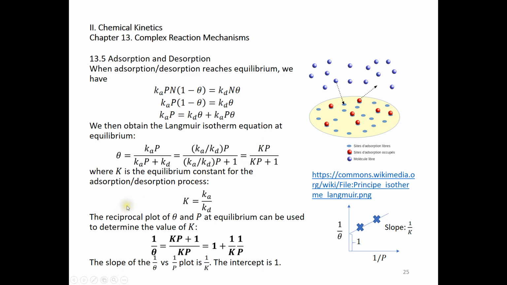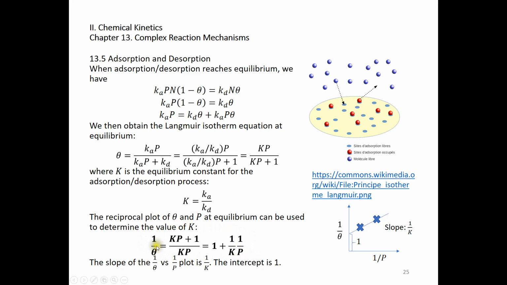Now we have this equation. What if we have experimental data of the value of theta at equilibrium and P at equilibrium? How do we analyze this equation? Apparently this equation is not linear. Theta is not linear with P. But if we take the reciprocals of both sides, then we have 1 over theta equal to KP plus 1 over KP, and this is just 1 plus 1 over K times 1 over P. So now you can see 1 over theta is linear with 1 over P.